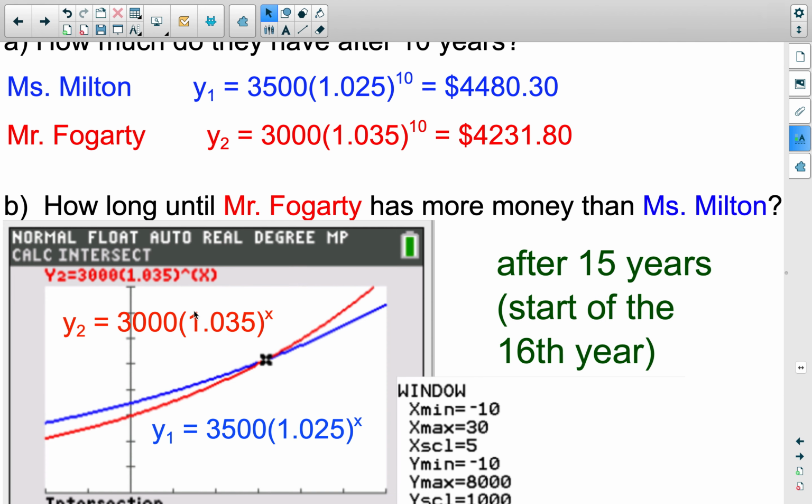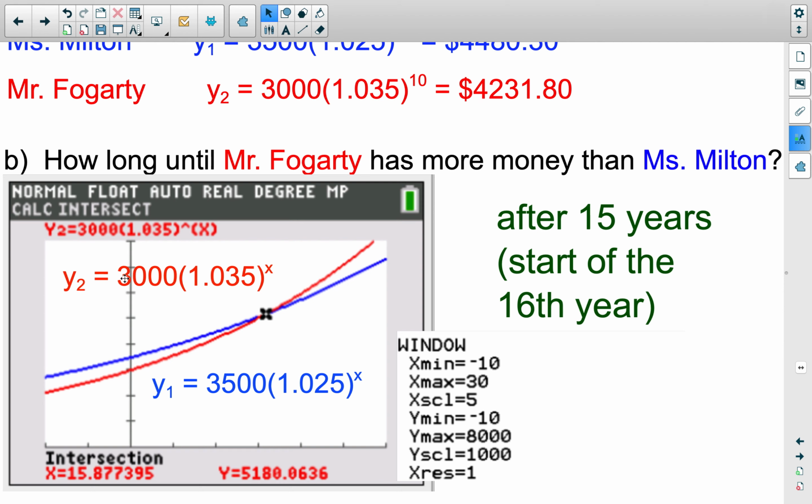So I would look at this graphically, and what I did was I just put both equations into my graphing calculator. Okay, so you can see Mr. Fogarty's in red and Miss Milton is in blue. And off to the side here, I put my window. So I set my x max to 30. Keep in mind, x is years. And so I knew after 10 years, Mr. Fogarty still had less money. So I upped my x max to 30 years just to kind of see a bigger picture.